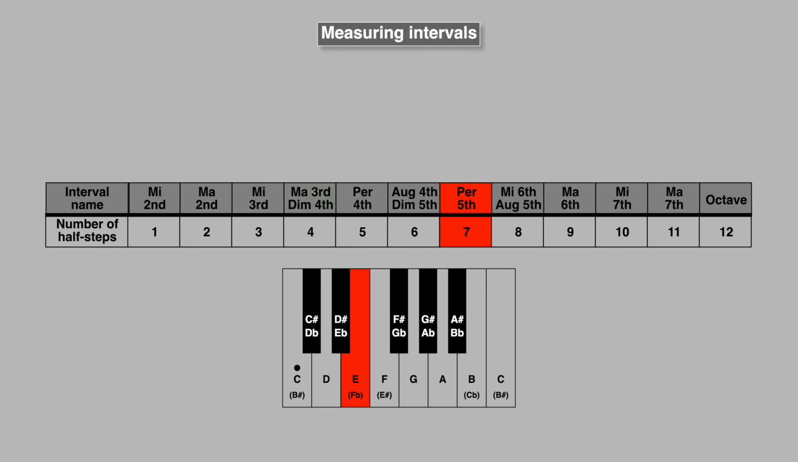So let's count 7 half steps up from E. We land on the note B. Notice the similar sounding interval when alternating between the two perfect fifth intervals starting from C and E, respectively. To hear the distinct sound of the intervals, let's play all intervals using middle C as the bottom note.